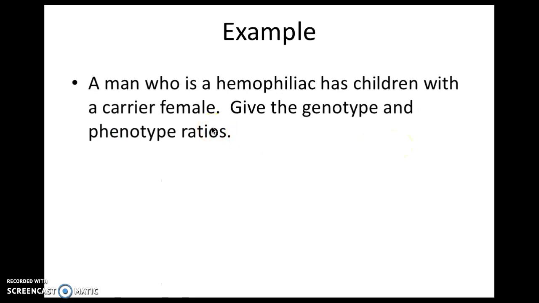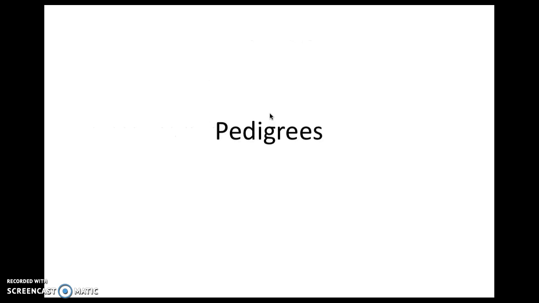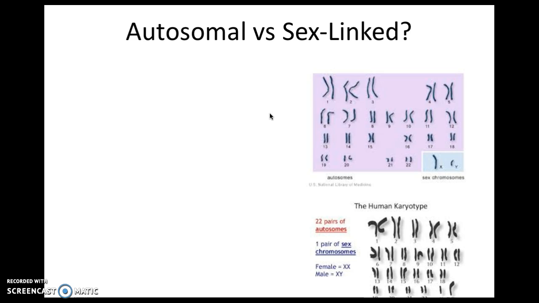So let's do an example problem. A man who's hemophilic has children with a carrier female. Give the genotype and phenotype ratios. Do this in your notes and call me over and I will check your work. I'm going to move on to pedigrees now, so pause it if you need it. Let's talk about pedigrees.